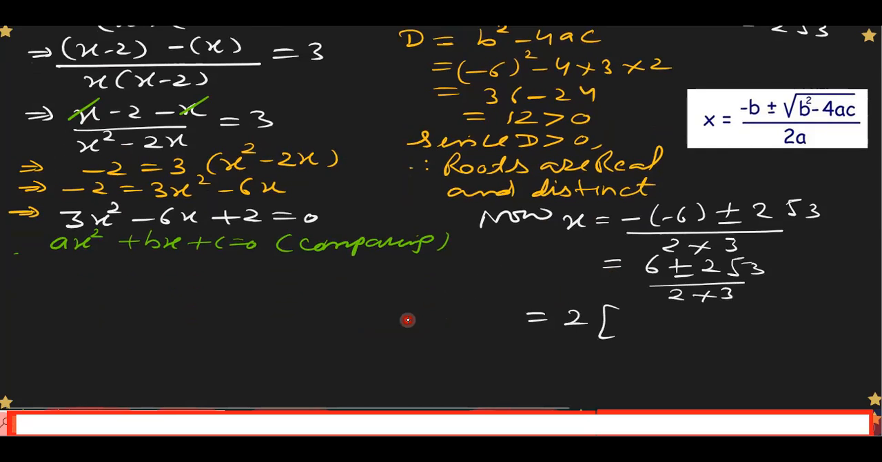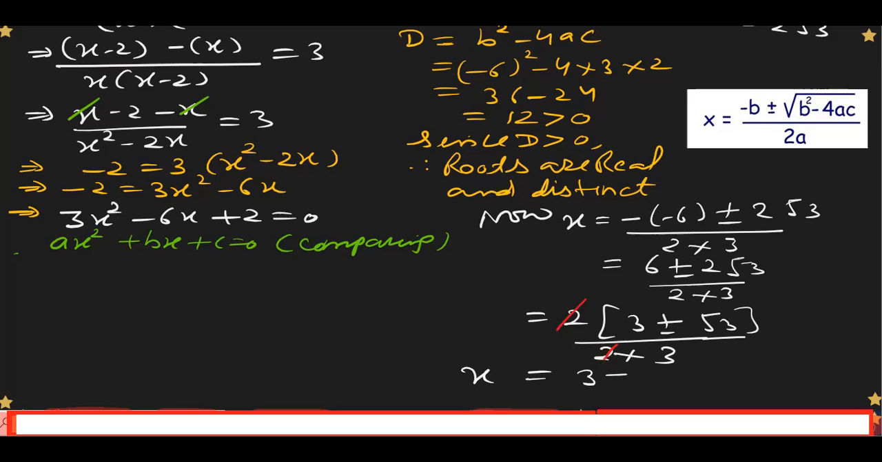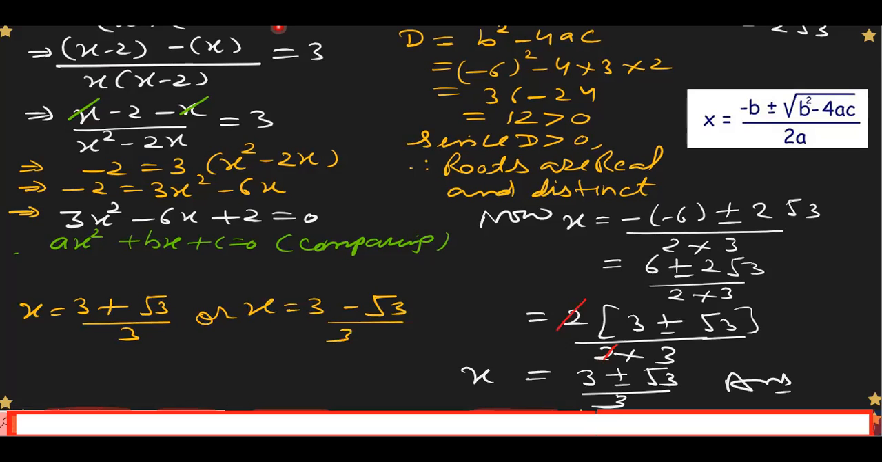न्यूमरेटर में आपने 2 common लिया, 3 plus minus root 3, that is whole upon 2 into 3. This 2 and this 2 cancel. So what is left? So x is equal to 3 plus minus root 3 by 3, and this is answer of this question. आपको इसको further simplify करने की जरूरत नहीं है, separately भी लिखने की जरूरत नहीं है. अगर आपको लगता है कि आपको लिखना चाहिए, if you have time, then you can write x is equal to 3 plus root 3 by 3 और x is equal to 3 minus root 3 by 3 answer. वैसे यही answer आपका sufficient है. So that's all for this second part of this question. So thank you very much.